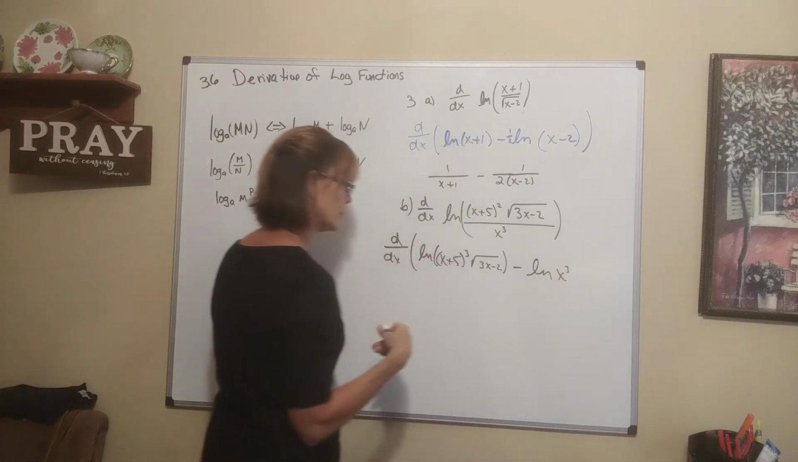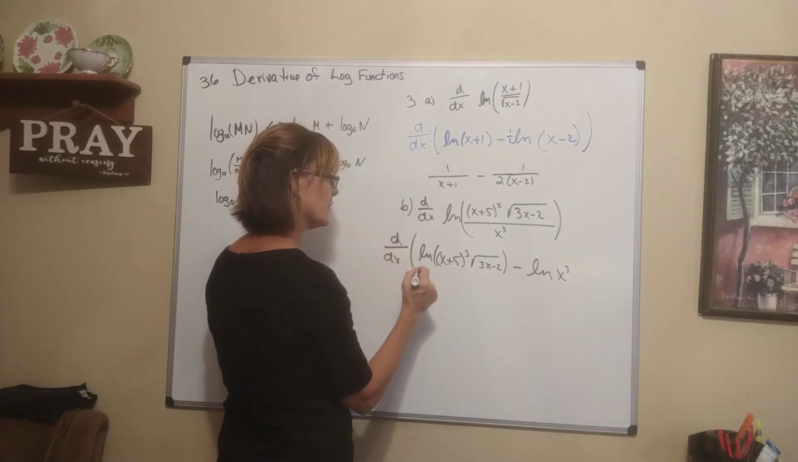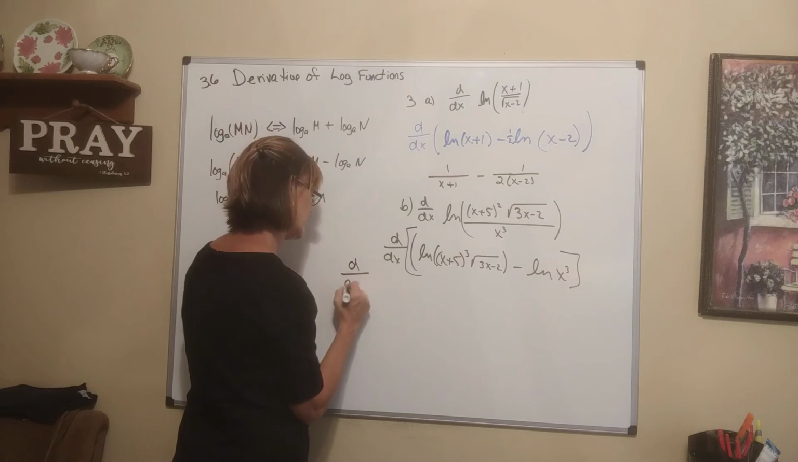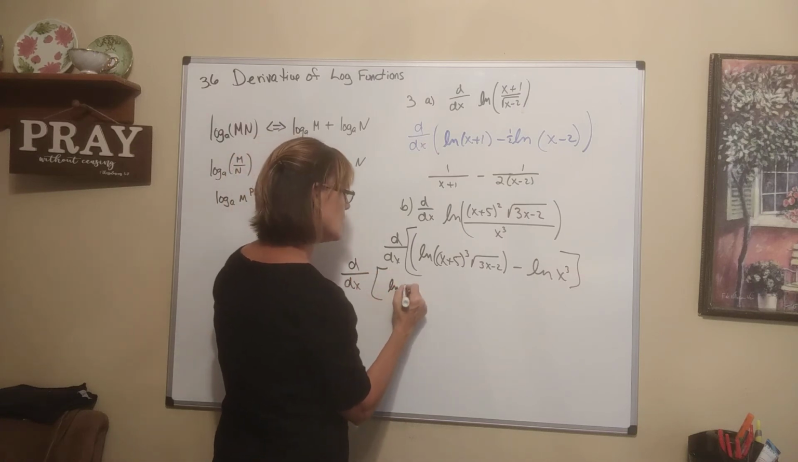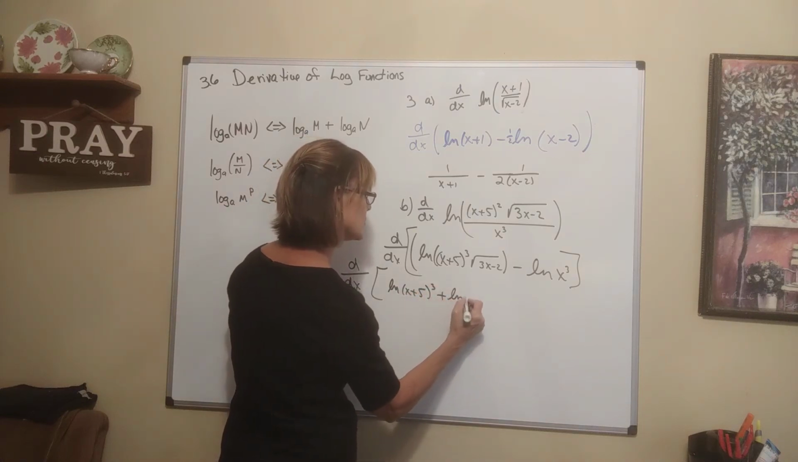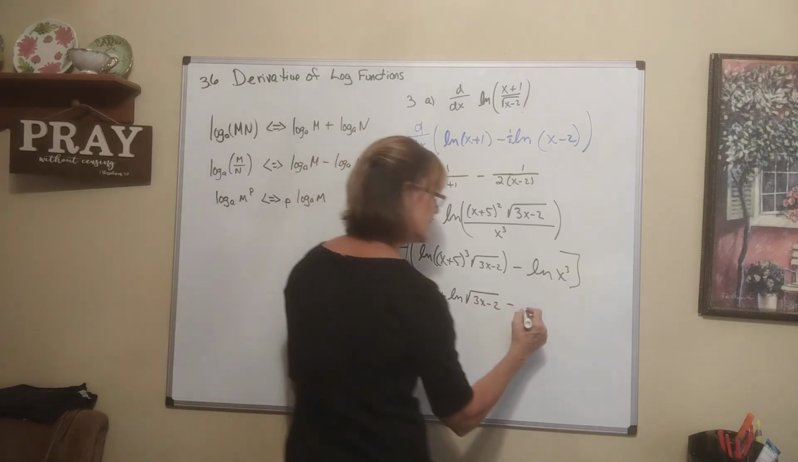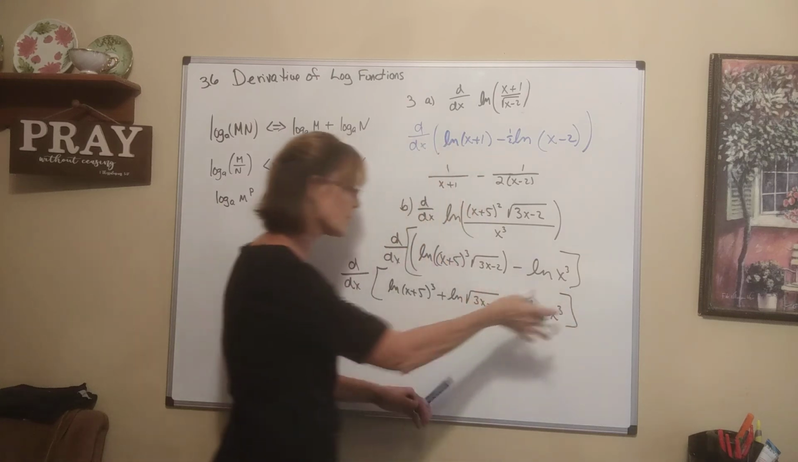Okay, that's the quotient rule. Now I'm going to separate these using the product rule. So it's the d dx of the natural log of (x plus 5) to the third, plus the natural log of the square root of 3x minus 2, minus the natural log of x cubed. All right, so now they're all separated.